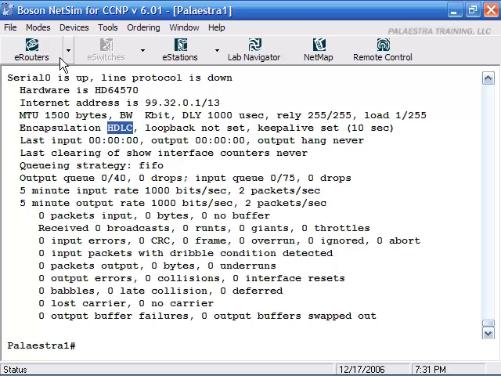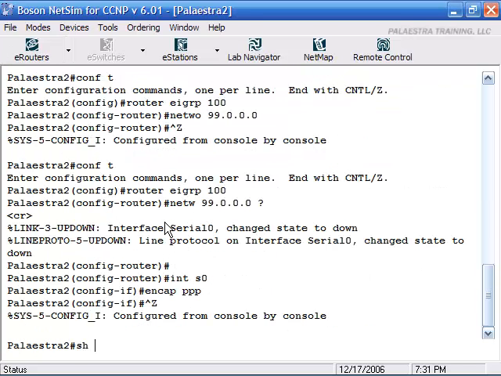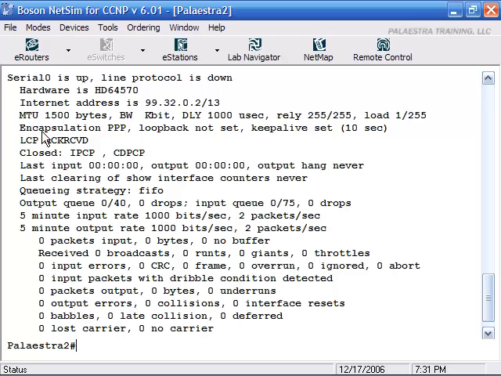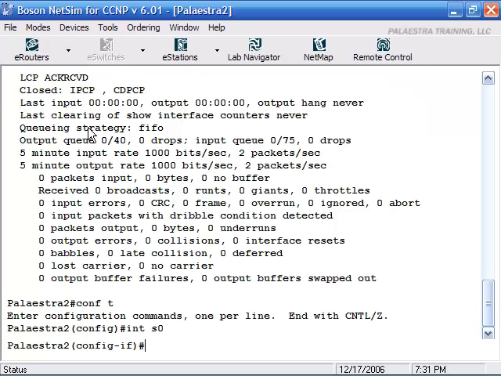So let me go over to Palestra 2 and look at its layer 2 encapsulation. I look at Palestra 2 and I see here it says encapsulation PPP, point-to-point protocol. That is a multi-vendor layer 2 encapsulation. They don't match. They must match. So I'm going to go to interface serial 0 and type encapsulation HDLC.